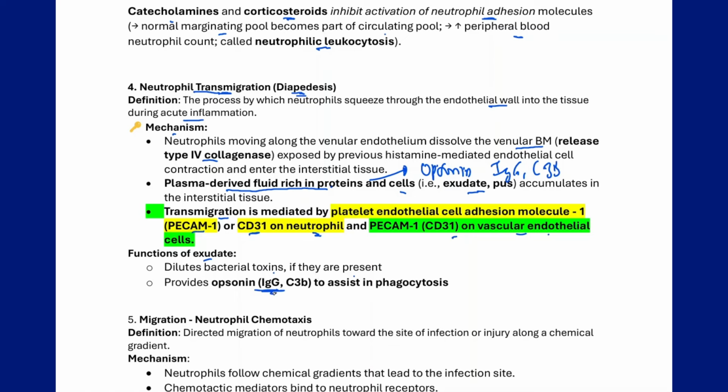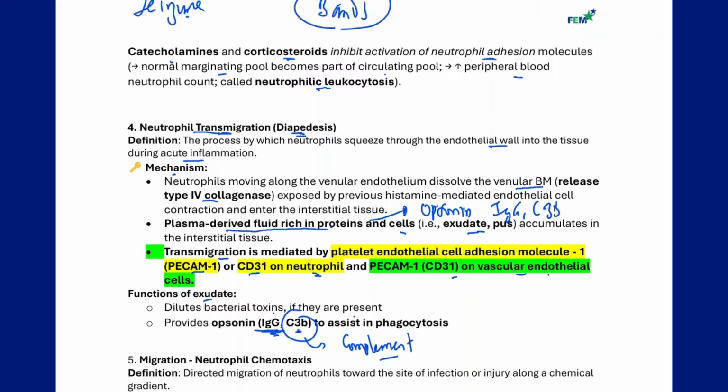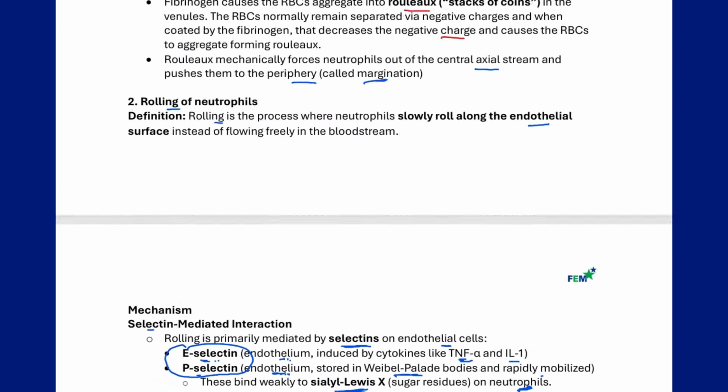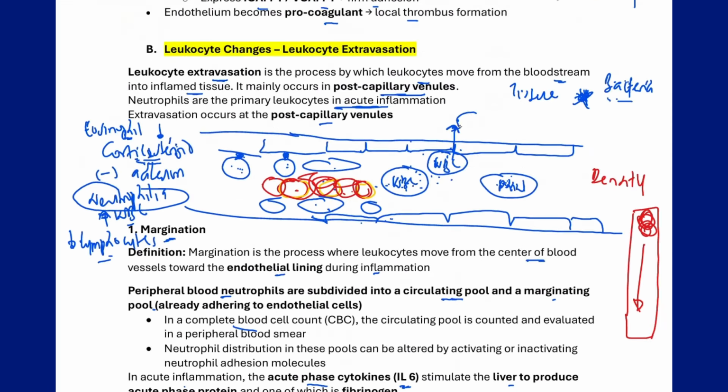And what are those opsonins? So IgG and C3b, right? Remember, our C3b is from the complement system. So that's one of the products from the complement. So now, after transmigration, they are out of the blood vessel. So now we have our white blood cell out of the blood vessel.